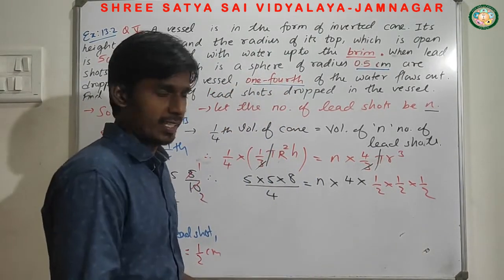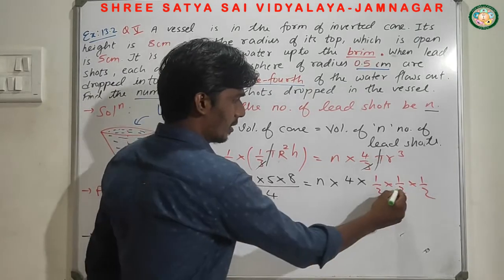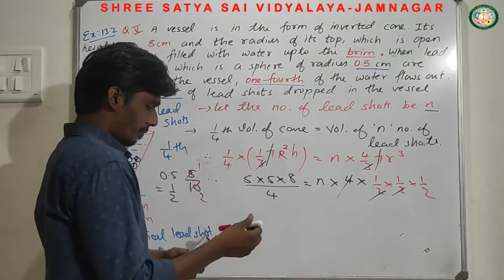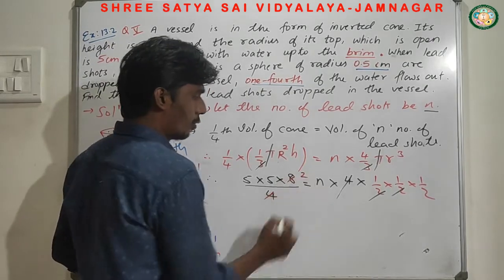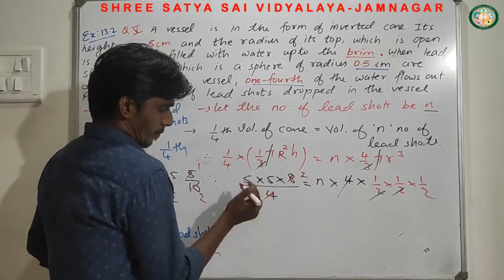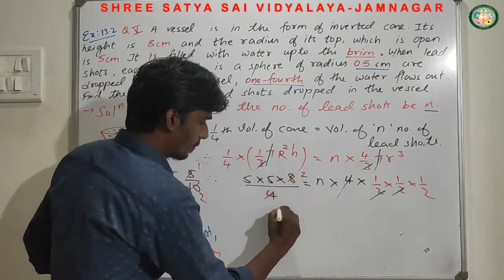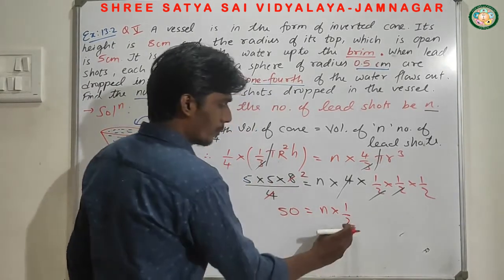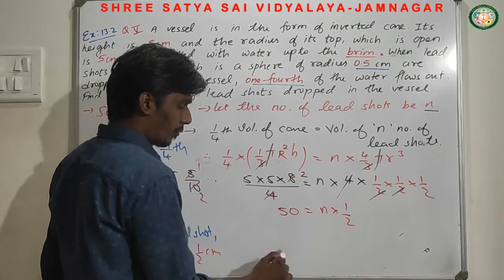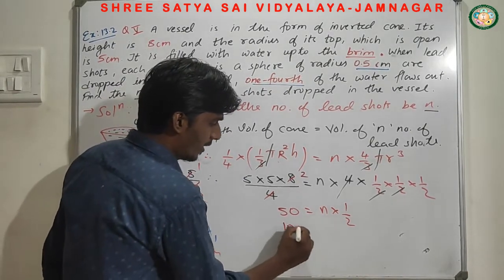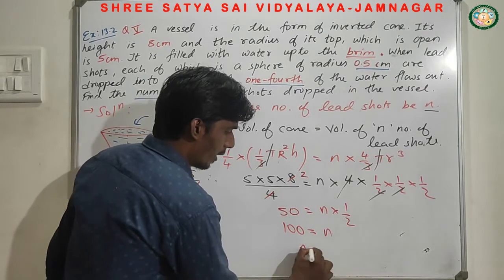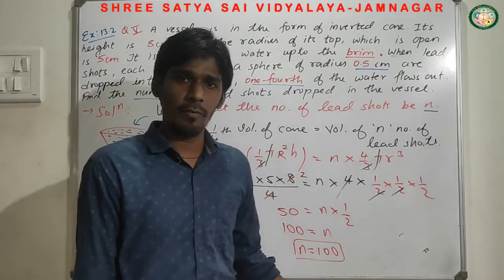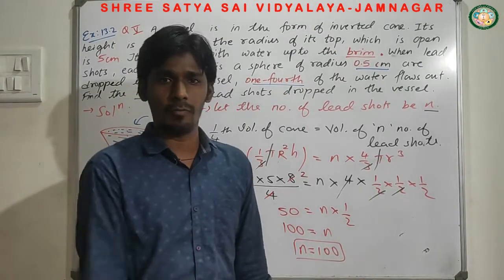Is it possible to cancel? Yes, I can cancel this. 2 twos are 4, and here 4 twos are 8. So 5 into 5 is 25. 25 twos are 50 equals n into 1/2. This 2 will move here. 2 into 50 is 100. So 100 equals n. So n equals 100. So the number of lead shots is 100.